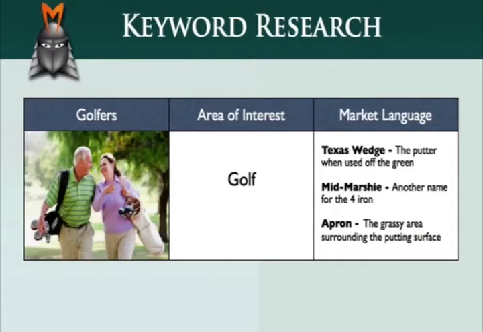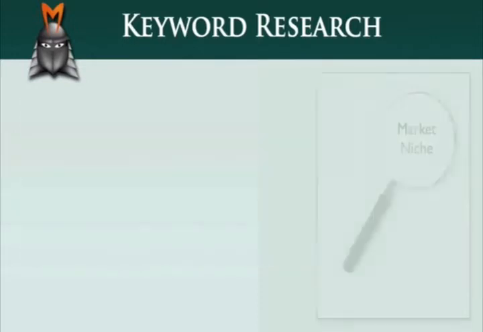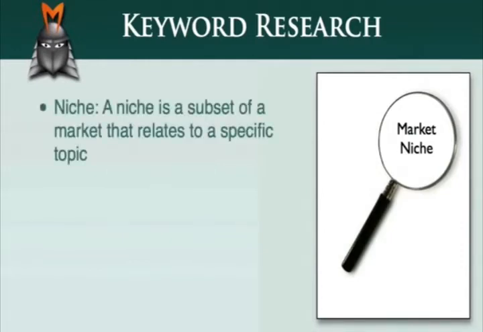Now let's move on and take a look at the concept of niches. Within every market you'll find multiple niches. A niche is a subset of a market that relates to a specific topic. The easiest way to understand the distinction between a market and a niche is to take a look at an example.